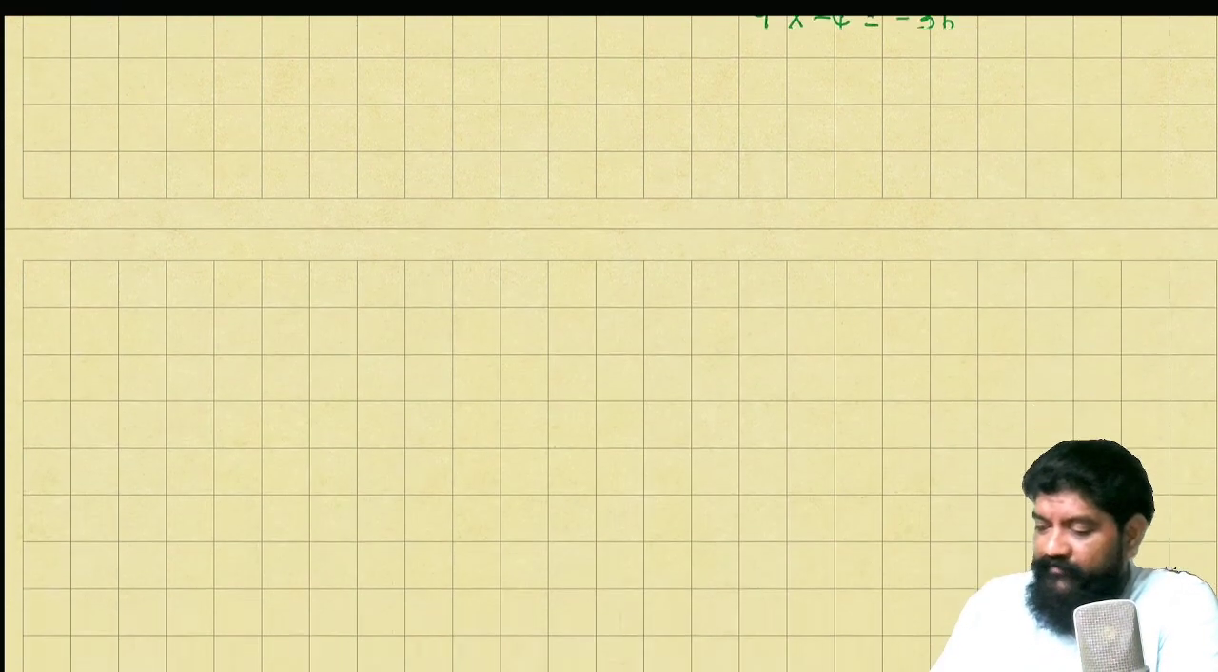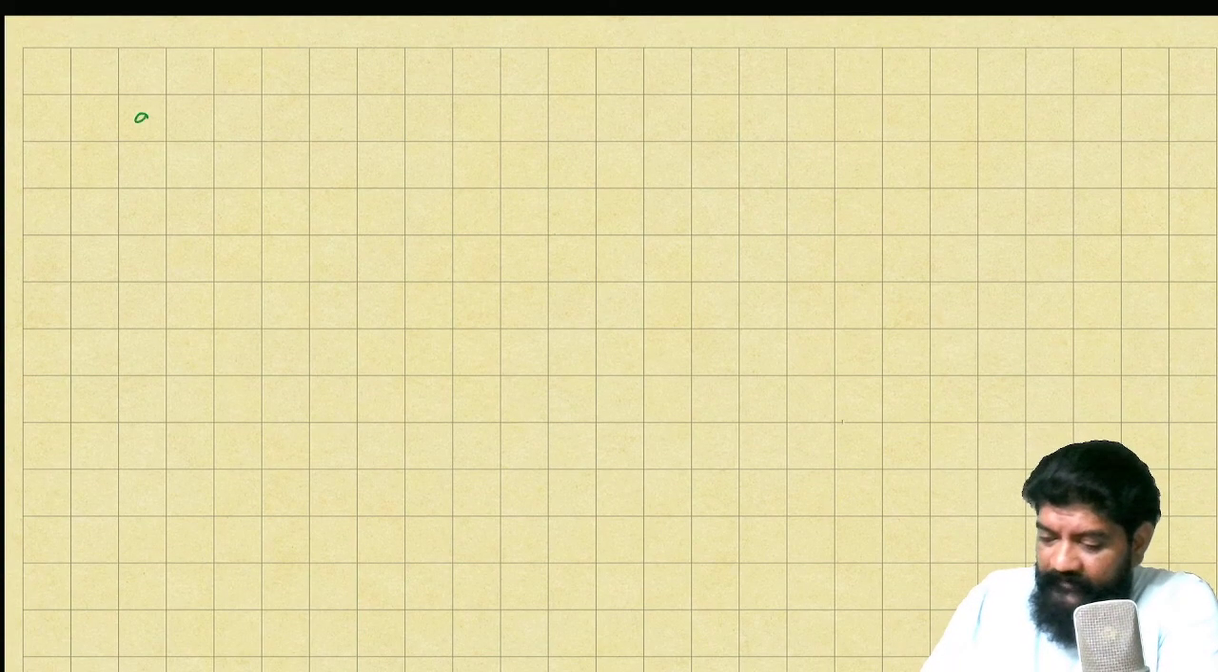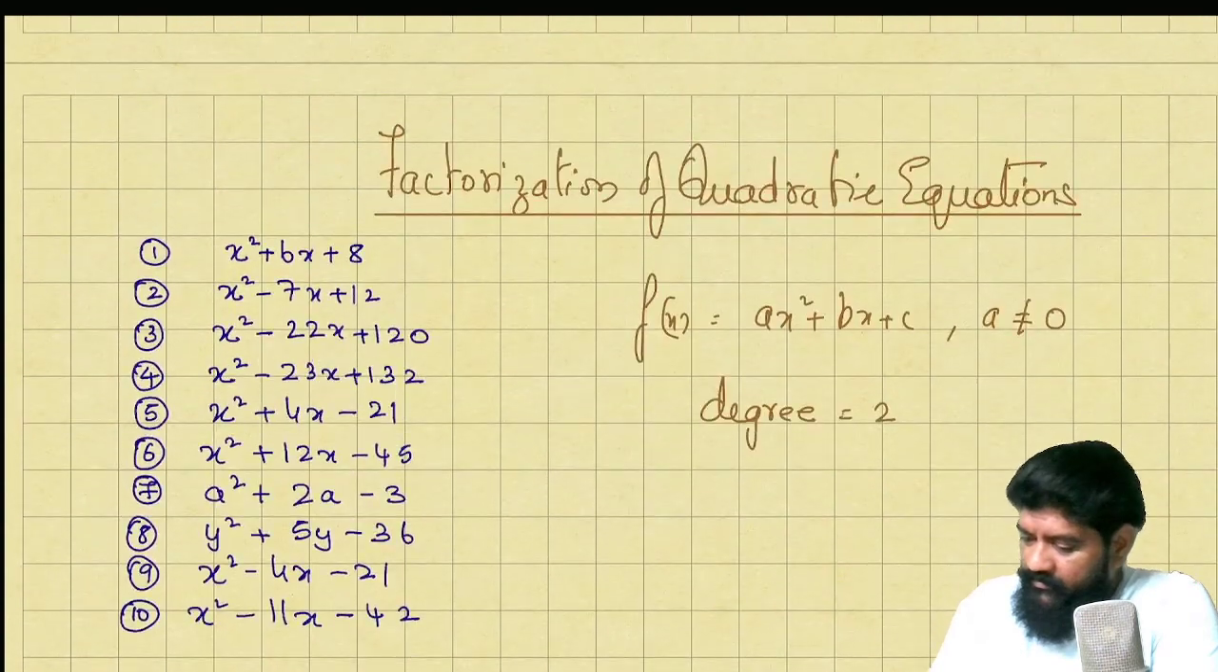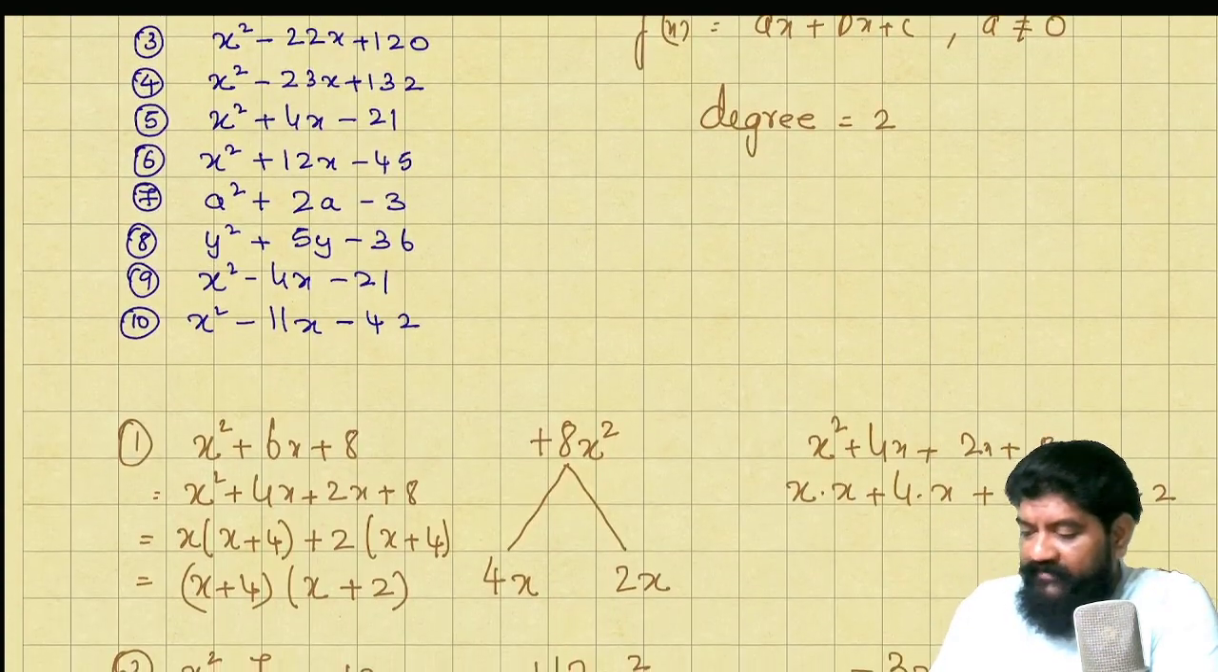Great. Let's go for the next one. Question number 9. x squared minus 4x minus 21.